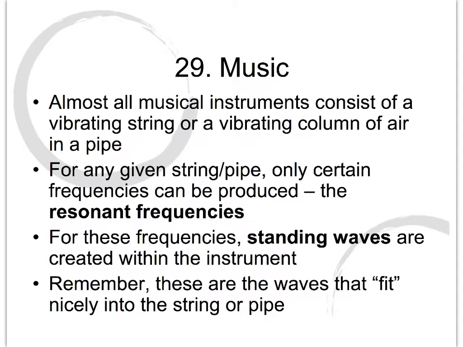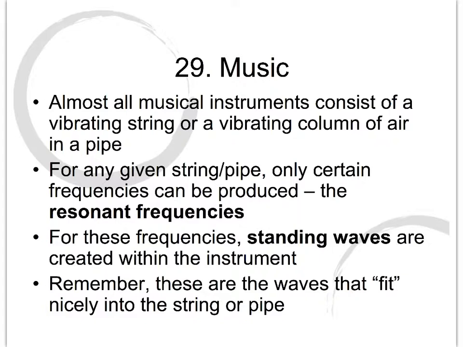All right, the last thing we're going to talk about here in the waves and oscillations unit is music. Almost all musical instruments consist of one of two things. They're either a vibrating string or a vibrating column of air. Drums are slightly different. They're usually considered to be a vibrating membrane. But any musical instrument is going to be something vibrating. That's what ultimately generates those sound waves in air.